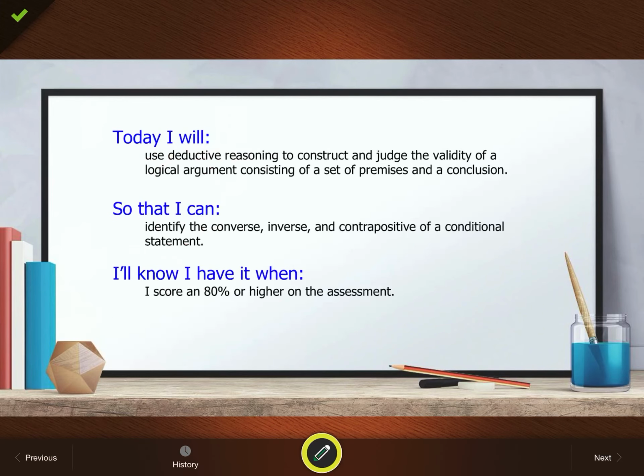That is your objective, and I will let you look at that and read over that. The biggest thing is we're going to talk about converse, inverse, and contrapositive. And if you want to feel confident that you have a good handle on the material, you'll want to score an 80 or higher on the assessments that we do.